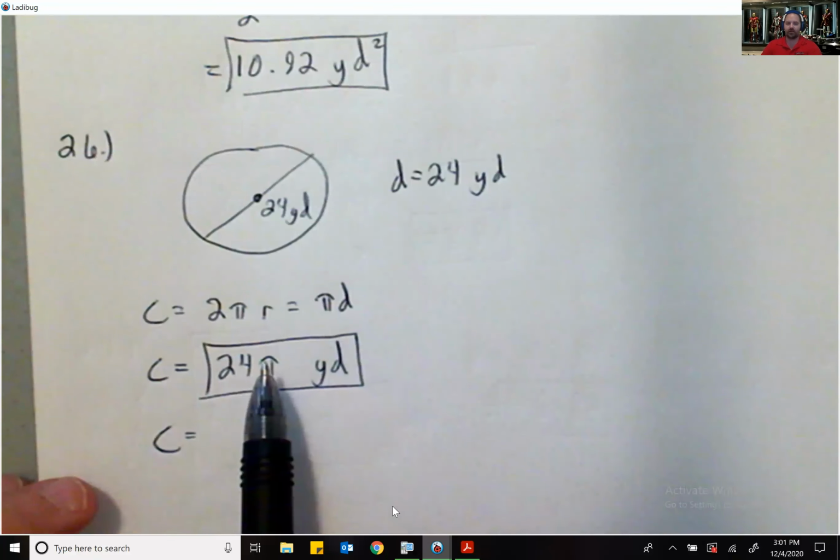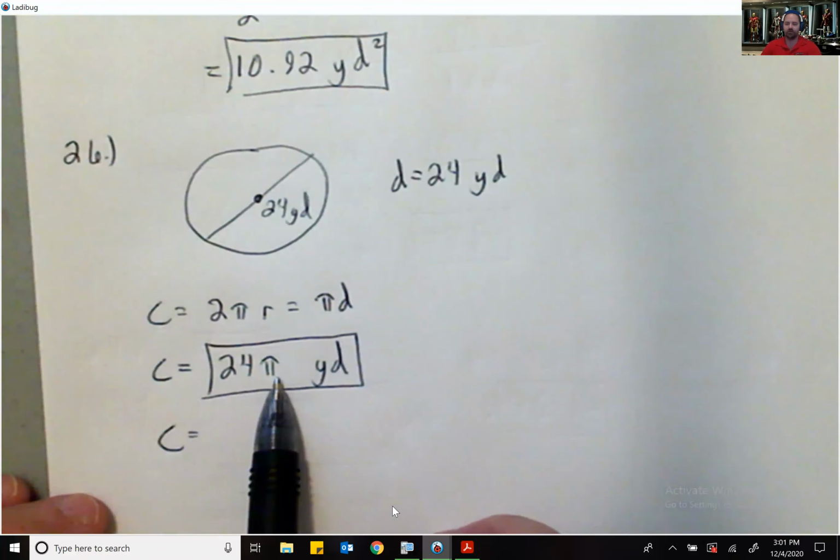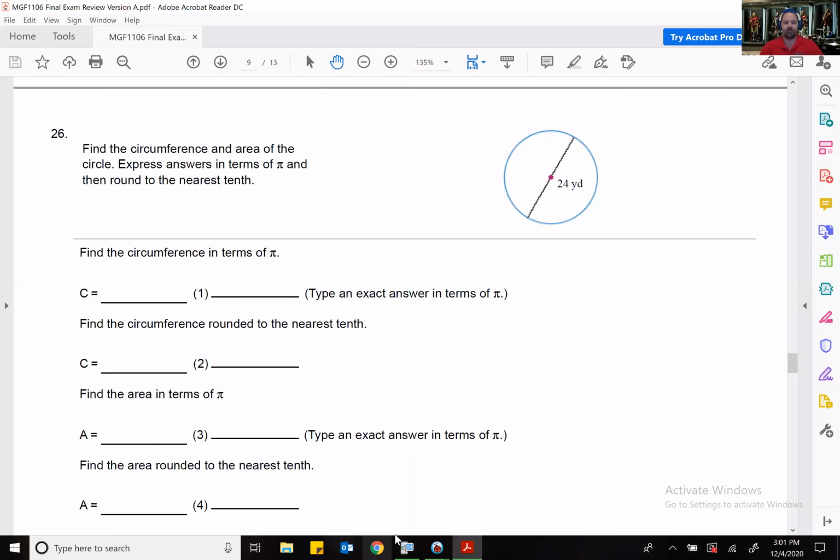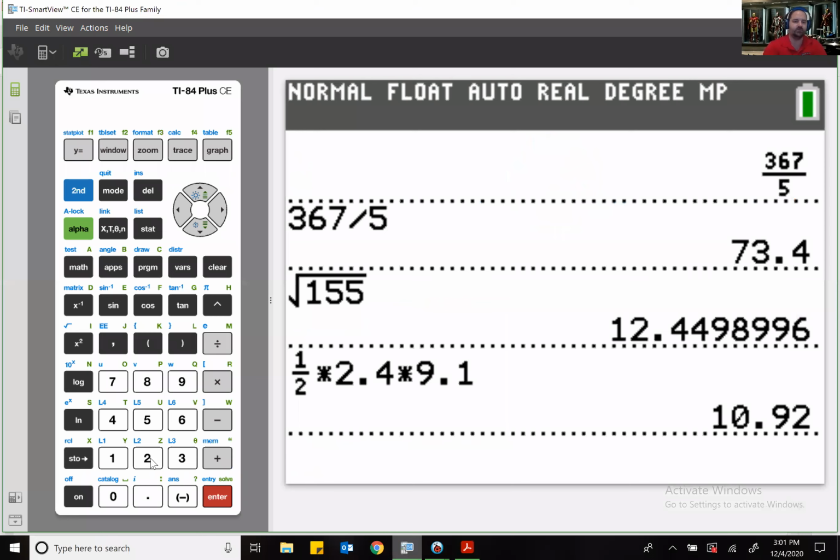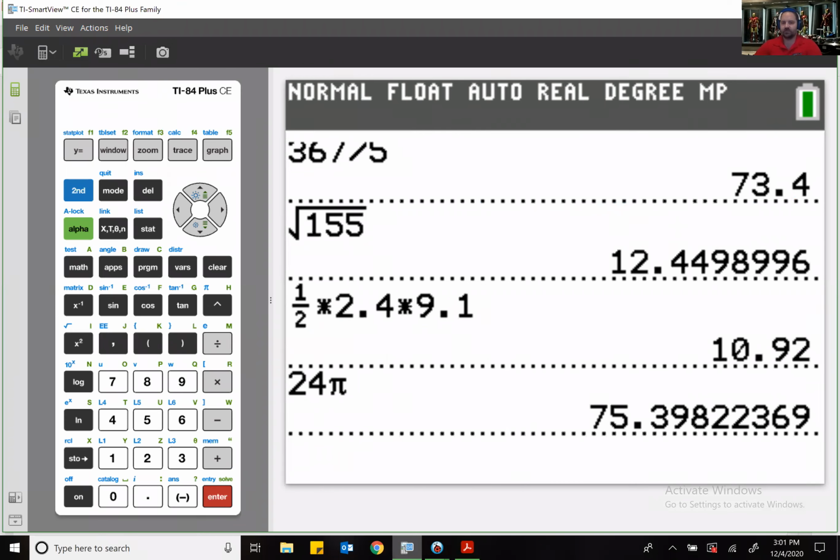So we'll go to our calculator and we'll take 24 times pi. Second, your little exponent key right here is where pi is hiding. So second caret, and there it is. Hit enter. Round to the nearest tenth. 75.4. You got it. And again, that will be in yards.